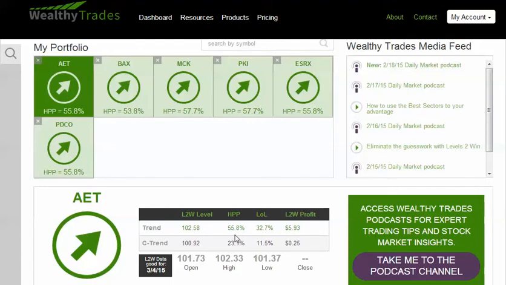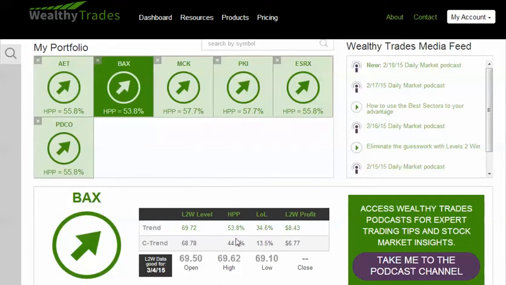AET fits the requirements. Why does it fit the requirements? Well, first of all, it's profitable on both sides. It's got a HPP of 55.8, and it's got a levels on levels close percentage above this level of 32.7. That is greater than half the HPP. Therefore, that one fits my requirements. BAX. BAX fits my requirements. 53.8%. Levels on levels of 34.6. It's profitable. That one fits my parameters.